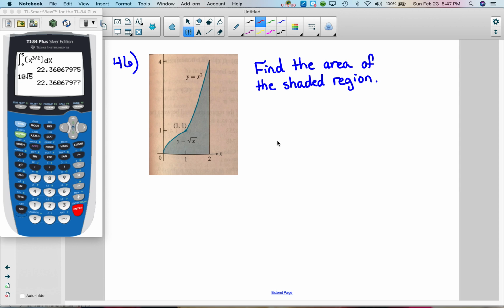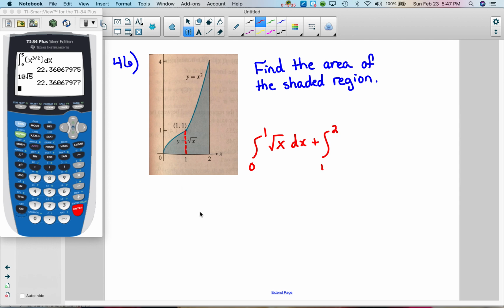Okay, so for this last one, number 46, we're finding the area of the shaded region. So notice that this portion of the curve is y equals the square root of x. So I'm just going to draw a dashed line there. And then this portion is y equals x squared. So we're going to integrate from 0 to 1 of the square root of x portion of this. And then we're going to add to that the integral from 1 to 2.